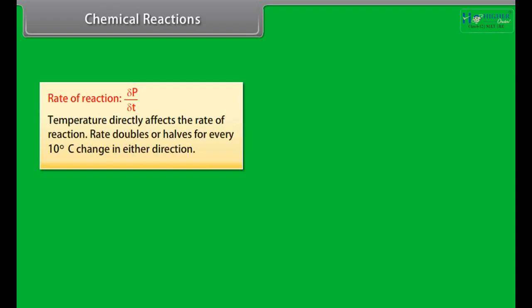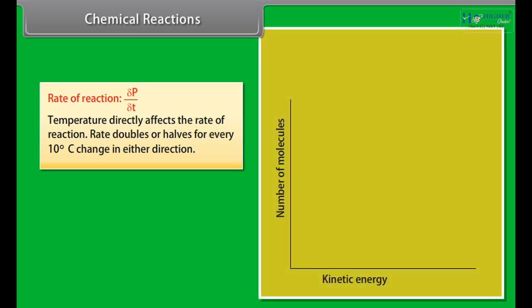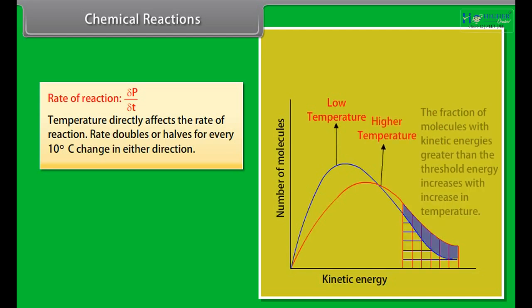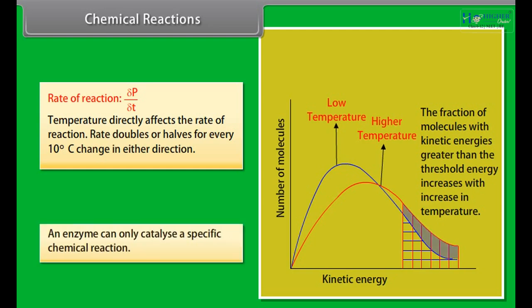Temperature directly affects the rate of reaction. Rate doubles or halves for every 10 degrees Celsius change in either direction. Due to increase in absolute temperature, the average kinetic energy increases and the number of molecules with energy greater than the threshold energy also increases. Therefore, it is observed that the rate of reaction increases with increase in temperature. An enzyme can only catalyze a specific chemical reaction.